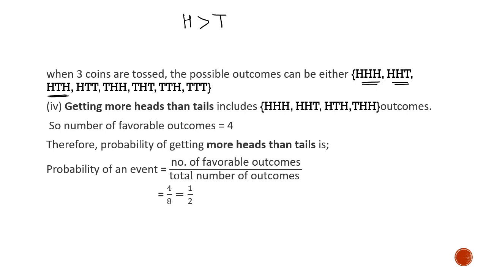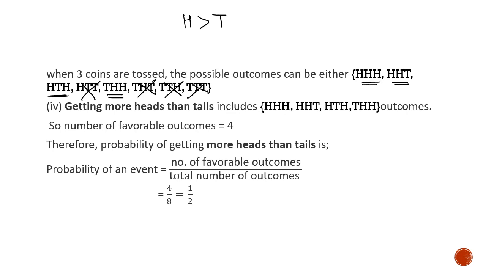If you see this one, HTT, here the number of tails is greater than heads, so not a possibility. The next one, THH, there are 2 heads and 1 tail. Heads are greater, so yes. In the next one, THT, 2 tails, not a possibility. Next one, TTH, again there are 2 tails, not a possibility. In the last one, there are no heads at all, so it is a big no.